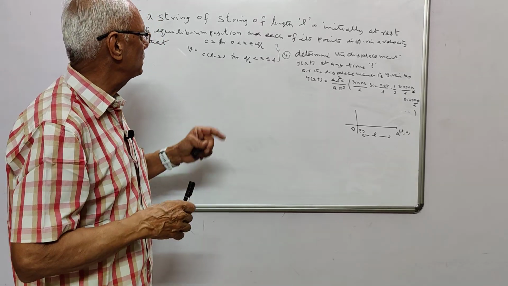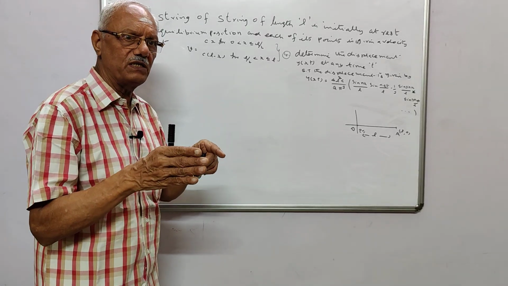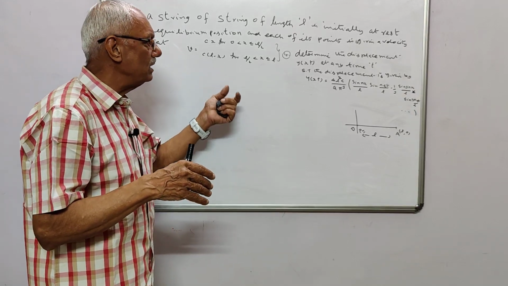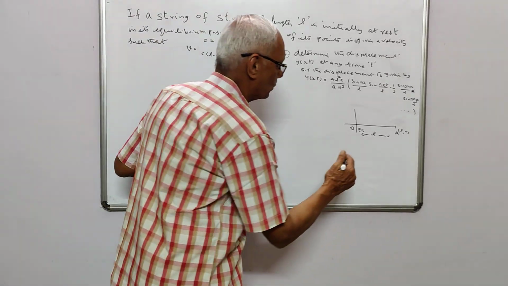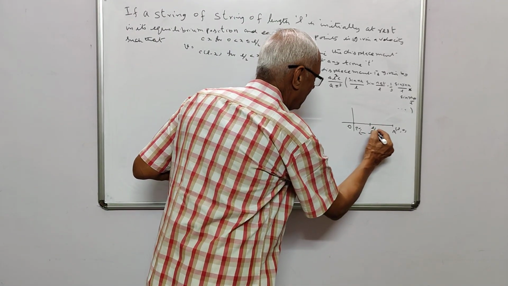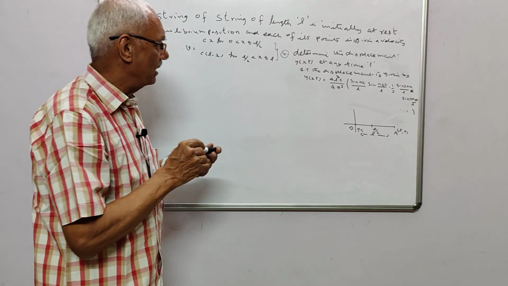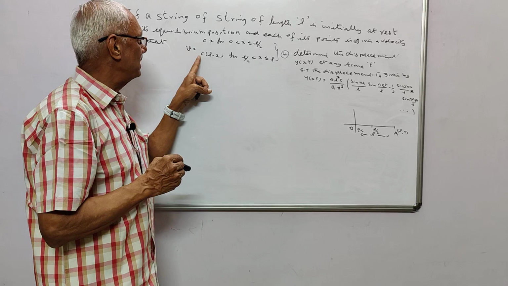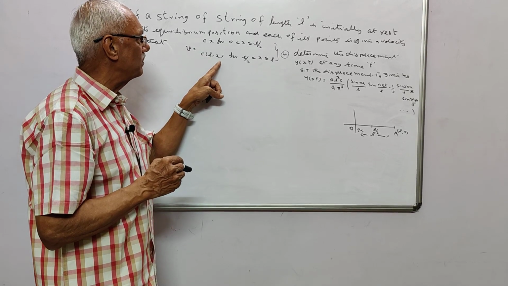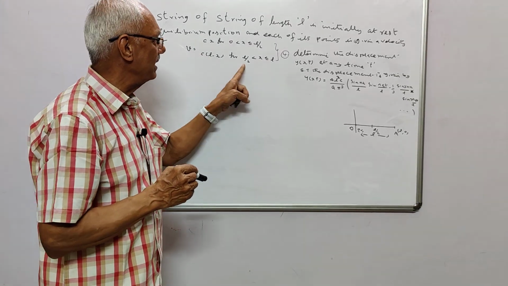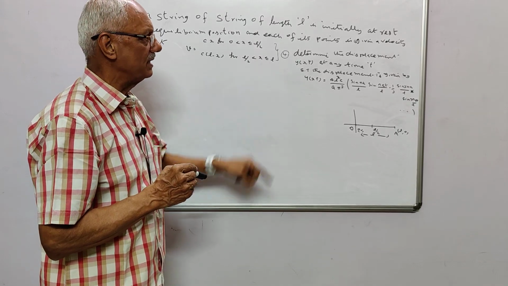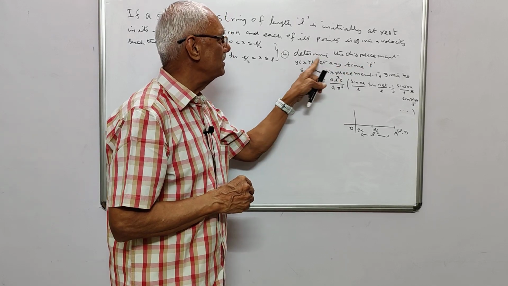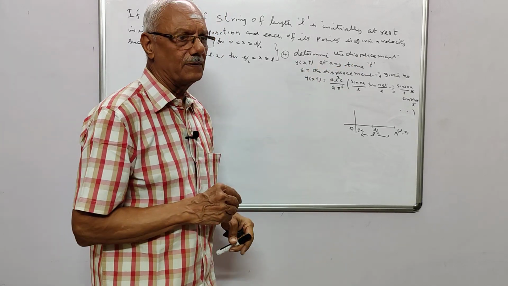When a velocity is given for its vibration, in between 0 and L by 2, the value of V is given to be Cx, and the value of V is C into (L minus x) in the other interval, namely L by 2 and L. Now we are asked to determine the displacement y of x,t.